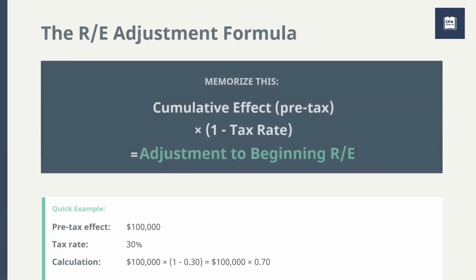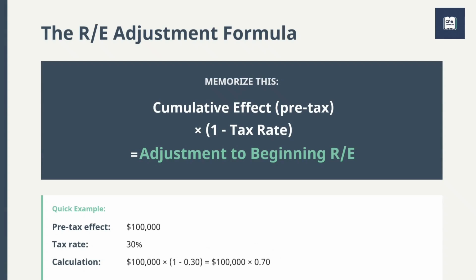The formula for the retained earnings adjustment. Unfortunately, for the CPA exam, there are certain things we need to memorize, and this is one of them. It is not complicated and the logic is simple. After a couple of examples, I think you will understand the logic. Basically, first we calculate the cumulative effect of the change, pre-tax. Then we multiply it by 1 minus the tax rate.